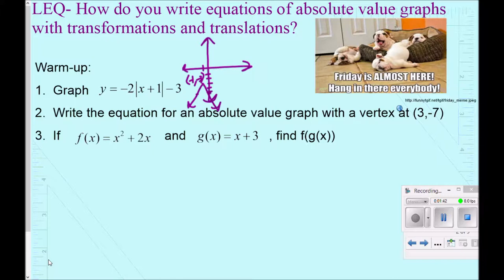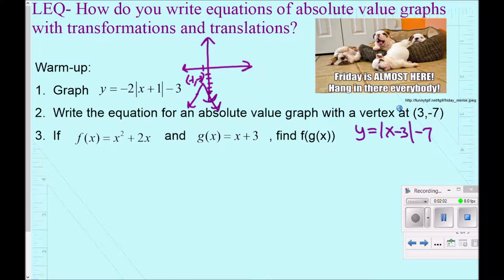Number 2, write the equation for an absolute value graph with a vertex at 3, -7. Okay, well, if the vertex is 3, -7, that means it's been shifted 3 to the right and down 7. So we know that we need absolute value. 3 to the right would be x -3, and down 7 would be -7 on the outside of the absolute value.